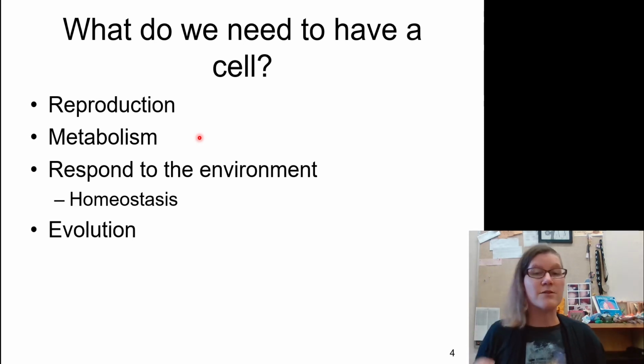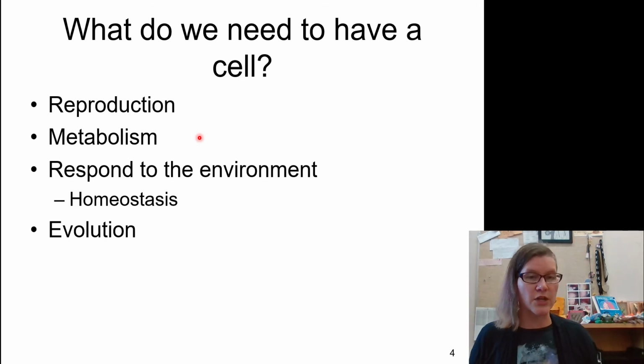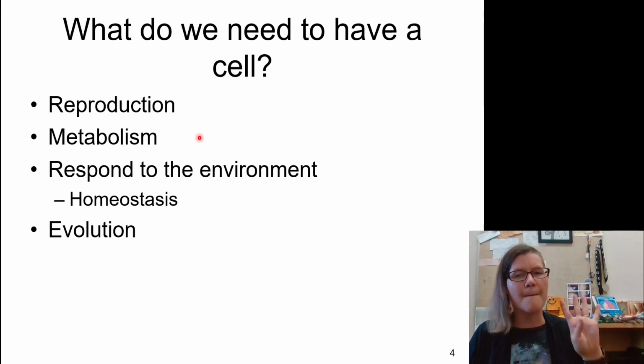And then finally, the last thing you need to have some kind of living organism is evolution, which is change over time for survival purposes. So cells are going to need to change, and they need to be able to do so in such a way that some die, some survive, and that's how you know that things are changing over time. So those are the four major things that cells need.